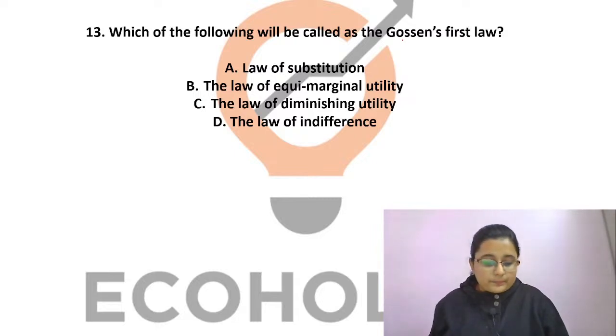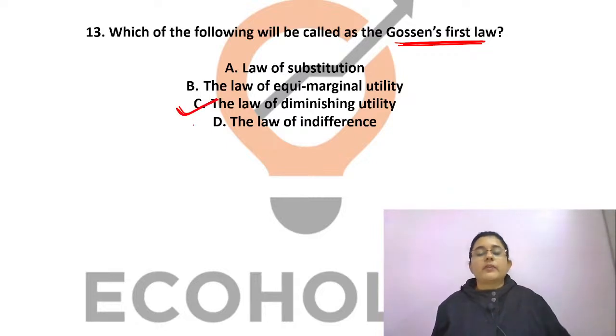So, Gossen's first law is associated with the law of diminishing utility. Law of diminishing utility is something that is associated with Gossen's first law.